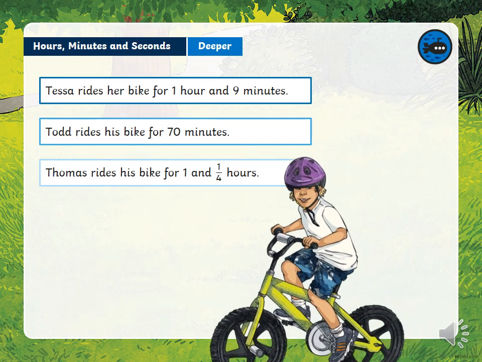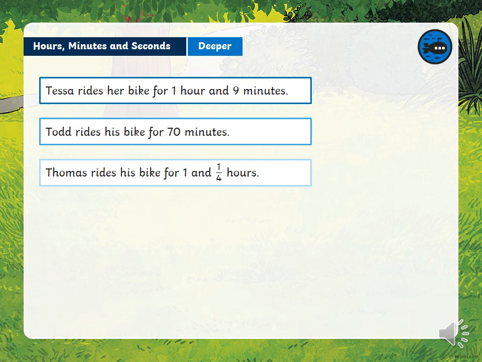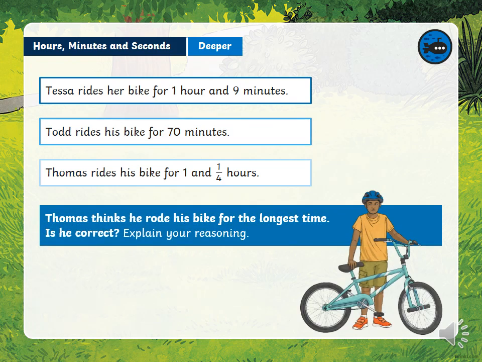Okay, so Tessa rides her bike for 1 hour and 9 minutes. Todd rides his bike for 70 minutes. Thomas rides his bike for 1 and 1/4 hours. Thomas thinks he rode the bike for the longest time. Is he correct? And explain your answer.